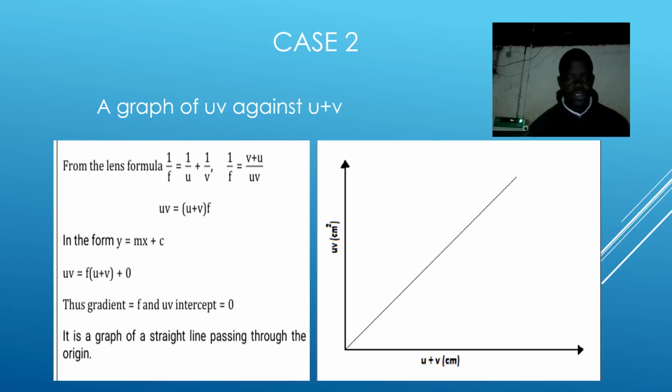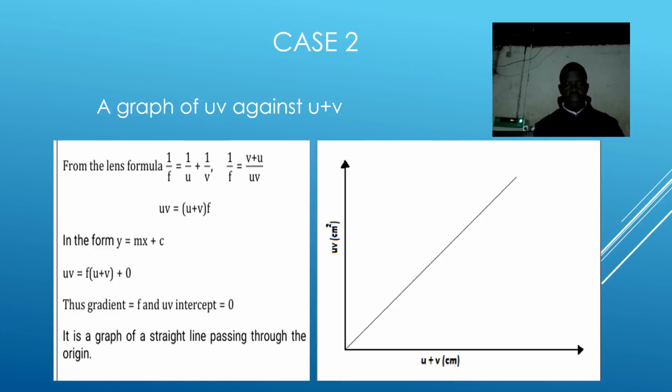Now, case number 2. If we draw a graph of uv against u plus v, then you will realize that if we manipulate the lens formula, that is 1 over f equals 1 over u plus 1 over v, then we are going to have the LCM of u and v is uv. As you can see, u goes into uv v times, and v goes into uv u times. So then we are going to have uv is equal to u plus v into f.